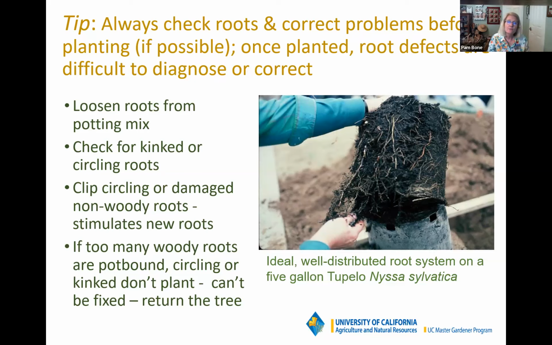The problem is if you've got a lot of woody roots in there and they're all kinked, it's like a kinked garden hose. You're not going to ever get water through it. And it's really hard to straighten those out, to trim them or do whatever. In fact, most of them can't be fixed when they're that bad. You should just take the tree back to the nursery and don't even bother planting it.